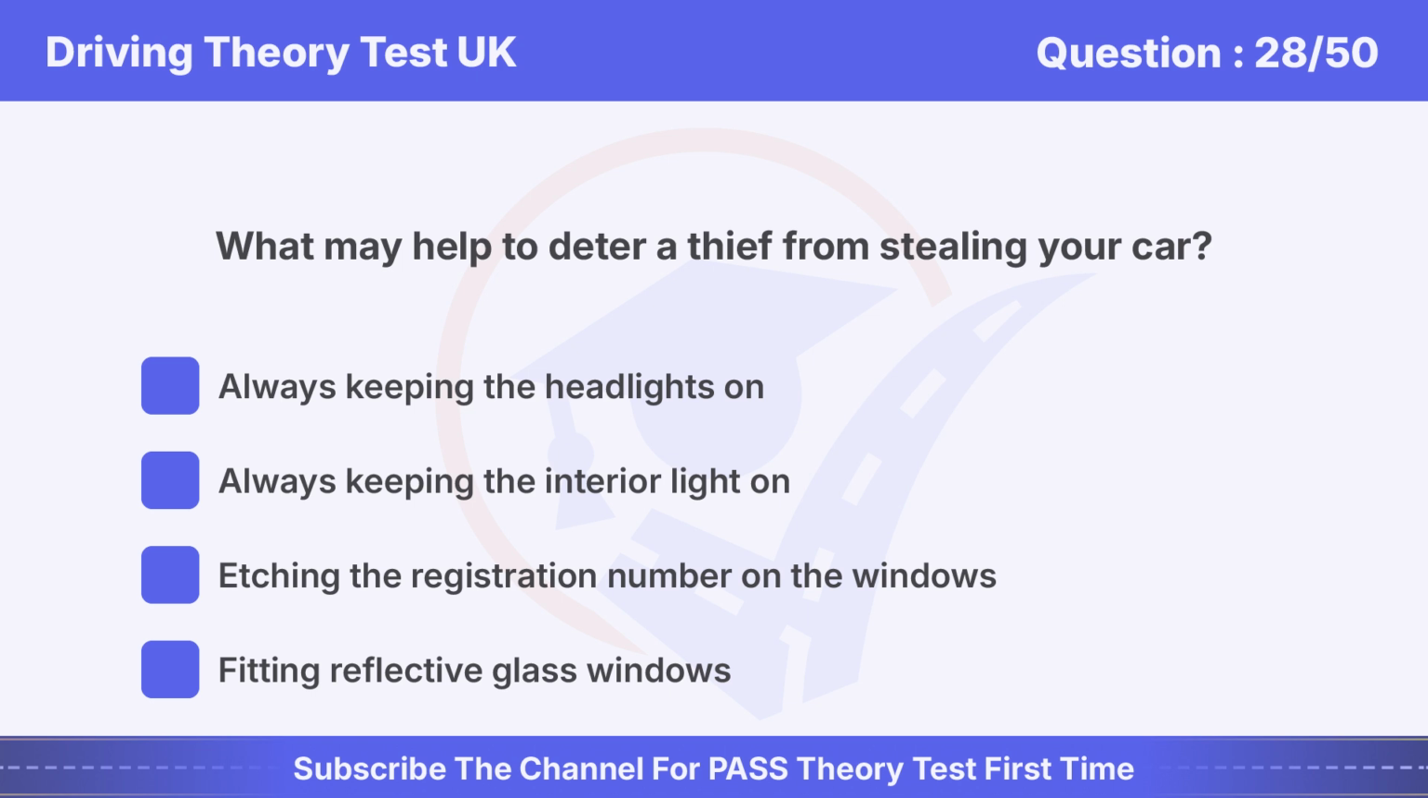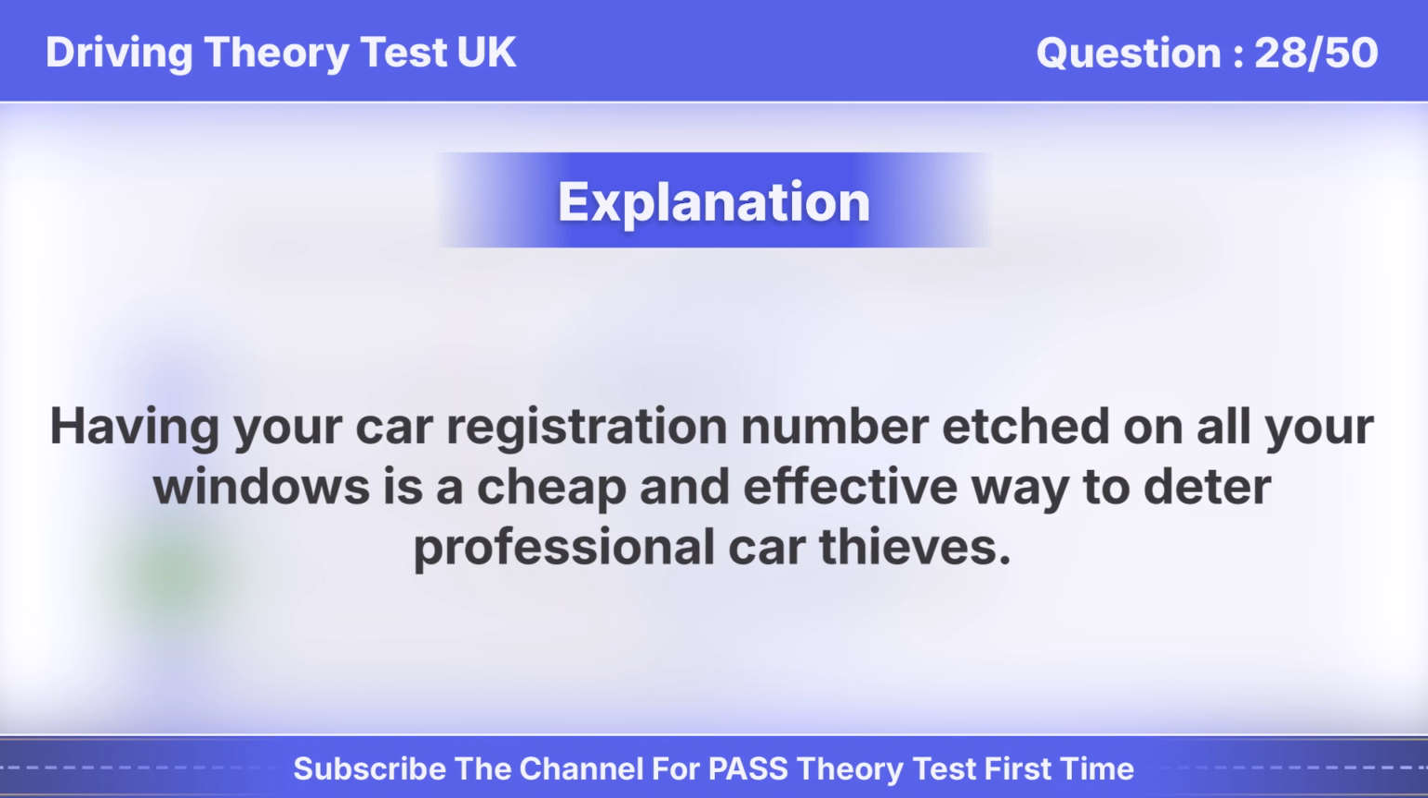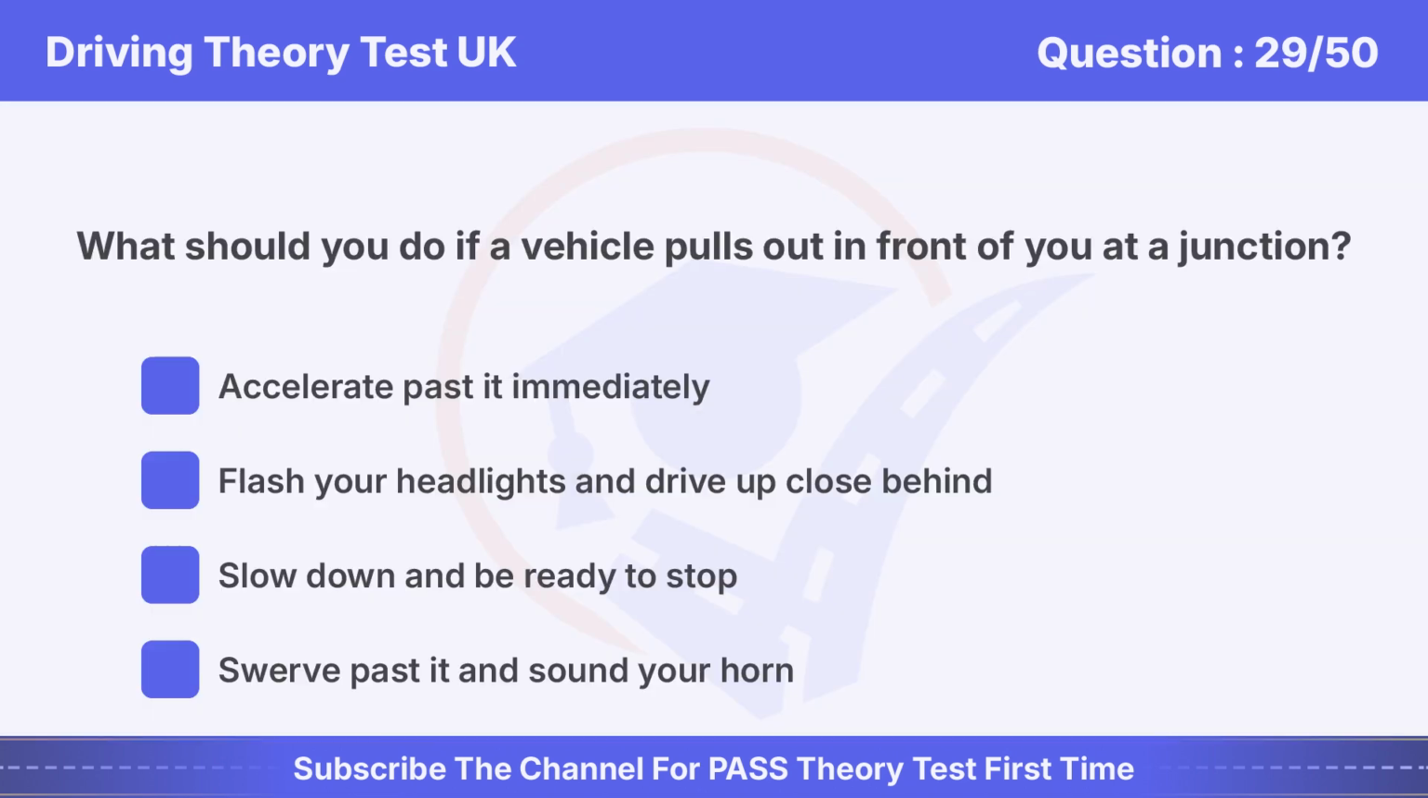Question 28. What may help to deter a thief from stealing your car? Answer is C. Etching the registration number on the windows. Having your car registration number etched on all your windows is a cheap and effective way to deter professional car thieves. Question 29. What should you do if a vehicle pulls out in front of you at a junction?